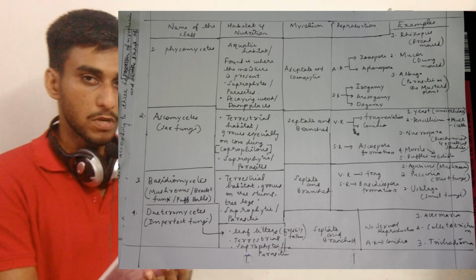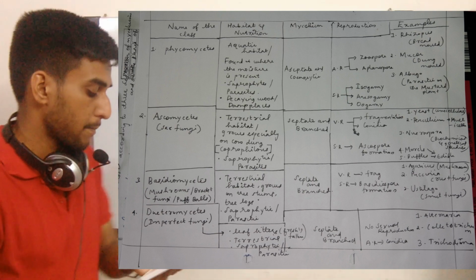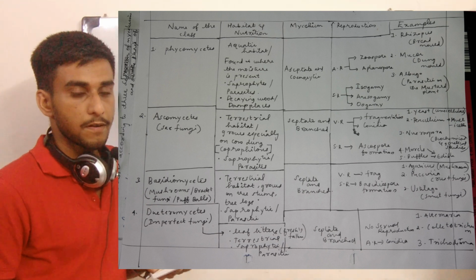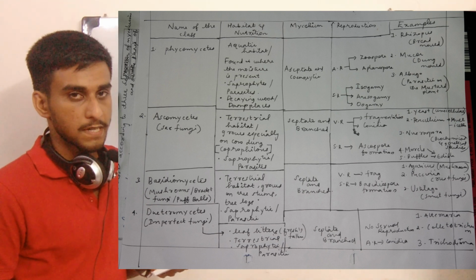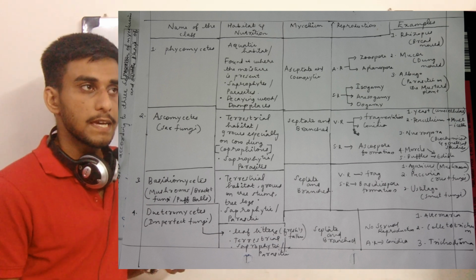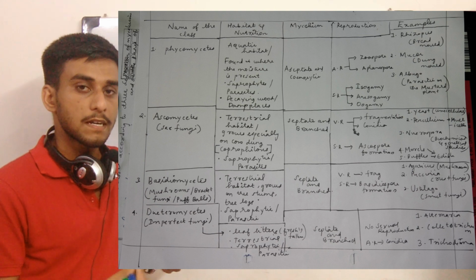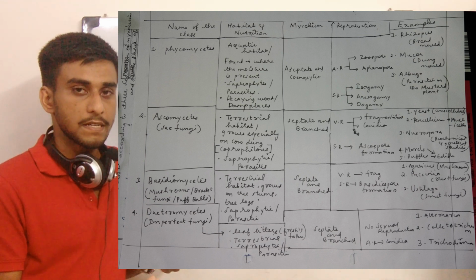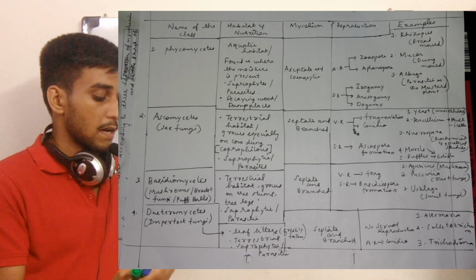First is the habitat and the nutrition. They are seen in the aquatic habitat, or the spores are seen in the aquatic habitat, or they are also seen in places where the moisture content is high. They are seen in damp places and moist areas.